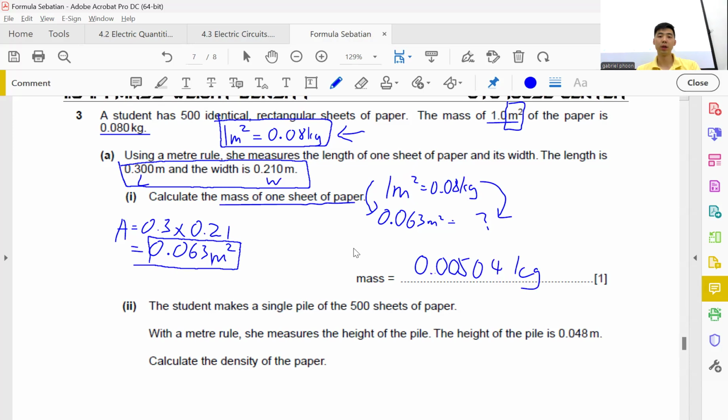Guys, this ratio is basically like 0.063 divided by 1 is equal to x over 0.08, which you then find that 0.063 multiplied by 0.08. You'll get your x, and thus your x will have been this answer here. So it's mathematics, guys. Not really at the physics part yet.